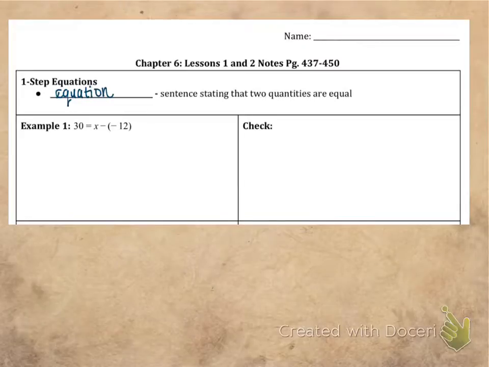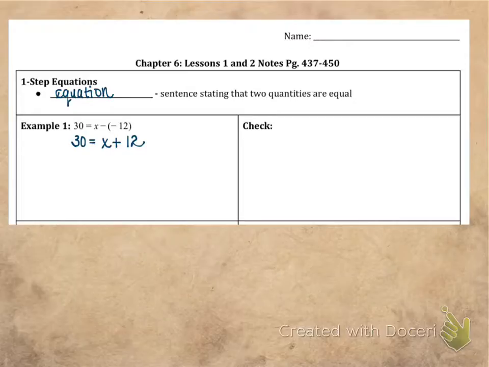So if we look at example 1, we've got 30 equal to x minus negative 12. The first thing that I want to do is rewrite my subtraction. I'm going to make this 30 equal to x plus the opposite of negative 12, being positive 12. So that minus and negative got cleaned up into a plus a positive 12, and my equation looks a little bit more manageable.